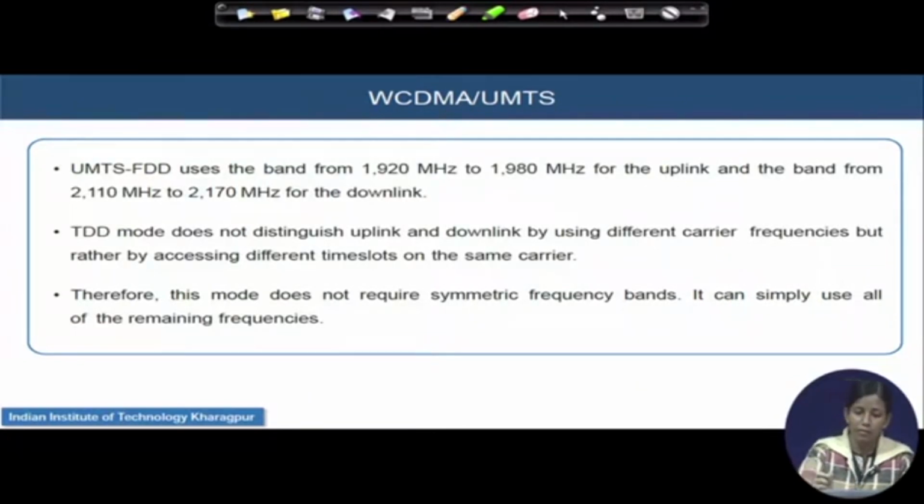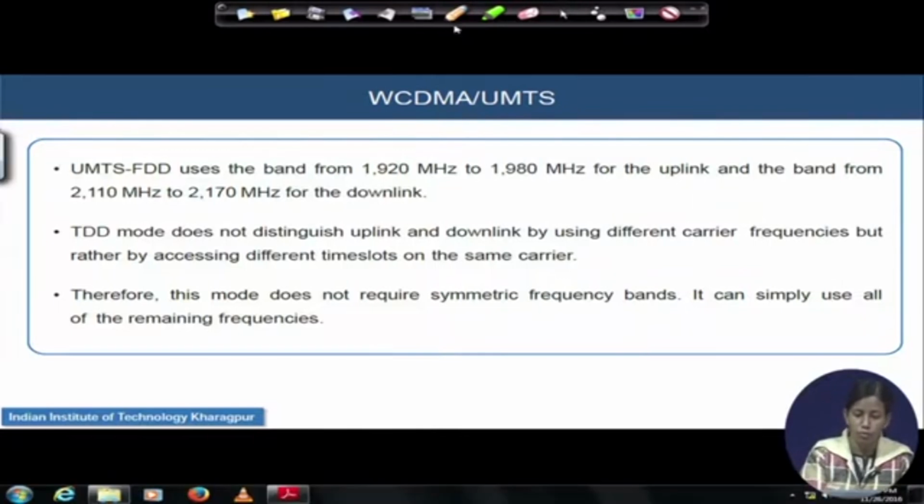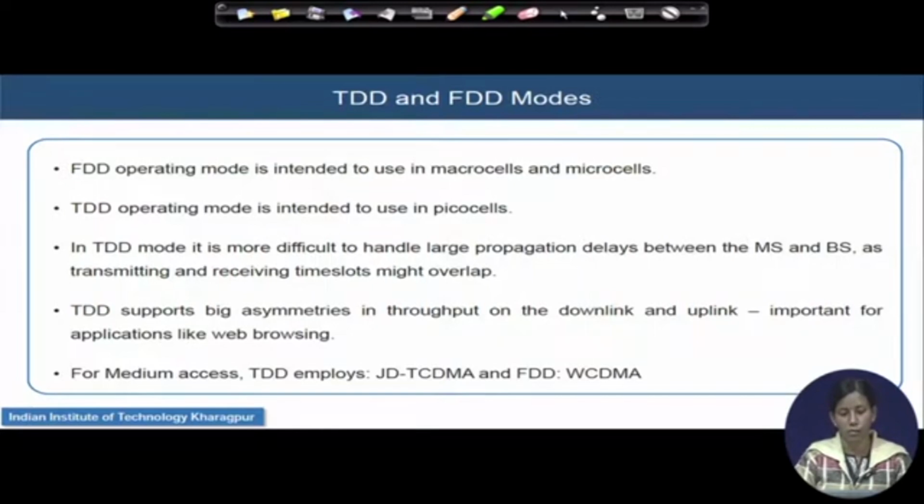So, here is the UMTS FDD frequency range for the uplink. It will be 1920 to 1980, and here it will be 2100 to 2170 for the downlink. TDD mode does not distinguish between the uplink and downlink, because here you are differentiating the uplink and downlink communication by different disjoint time slots, and so it does not require any symmetric frequency bands, because there is no overlapping over the frequency bands, because the transmission time itself is different, and it provides orthogonality between the transmissions.